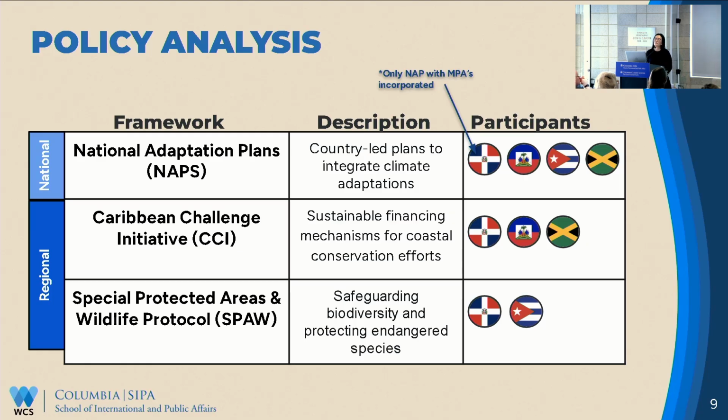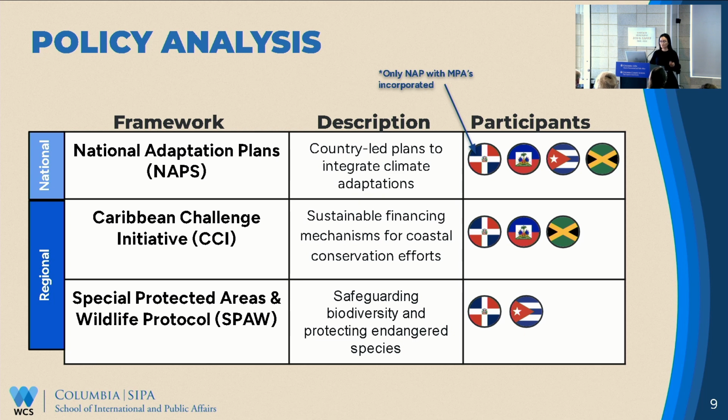So diving a little bit deeper into the policy analysis, because it was one of our main tasks, we divided those into national and regional frameworks. At the national level, we looked at, for example, the national adaptation plans of each country, or NAPs. These are basically plans to integrate climate adaptation, but we learned that most countries have their NAPs outdated.